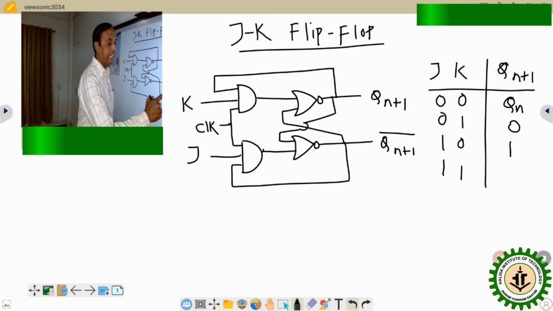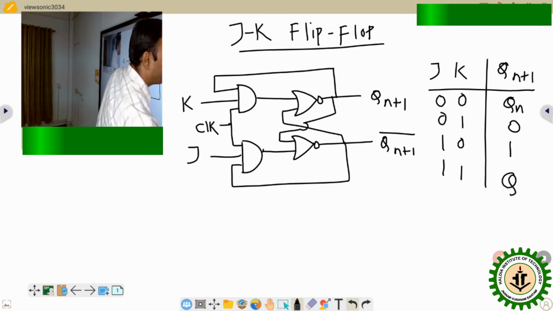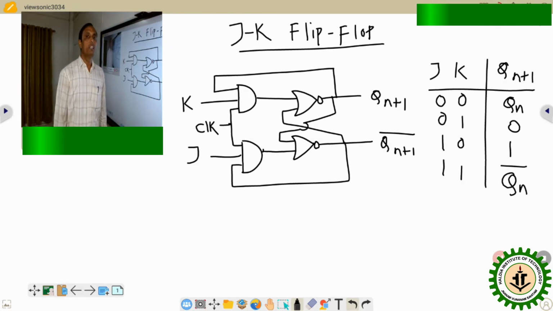1, 1. Here actually it is changing. For the case of SR flip-flop, it is illogical, but here we are getting a logical value which is Qn bar. That means whatever output is currently available here, the next output will be just opposite. That's why it is Qn bar. For 0, 0 it is same value. For 1, 1 it is the opposite value, Qn bar.